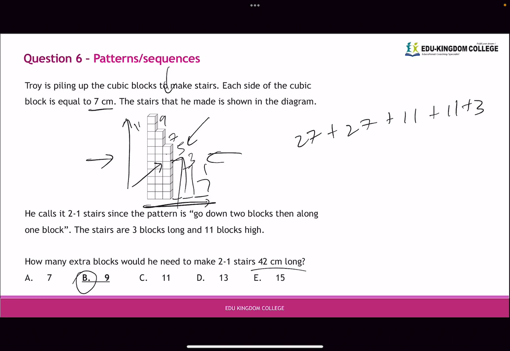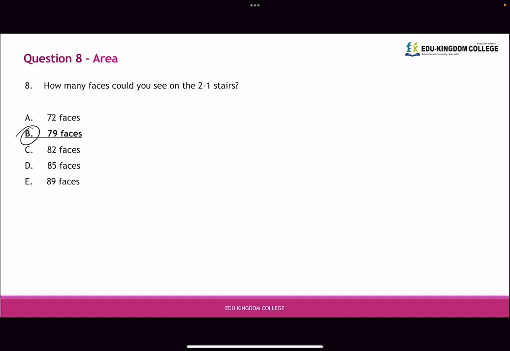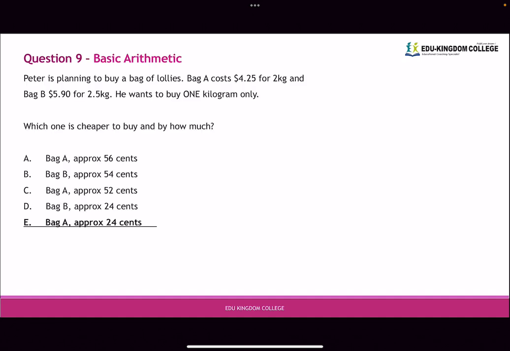The opposite sides of these 3D shapes are always going to have the same area exposed. So we're going to see the same. If we look at it from any side, it's going to be the same as looking at it from the other side. So it's going to be 54 plus 22 plus 3, which is 76, plus 3, which is 79. Is that one of the answers? Yes, 79 faces.